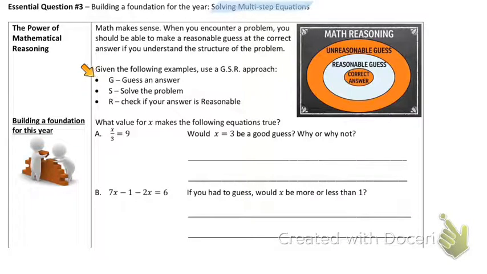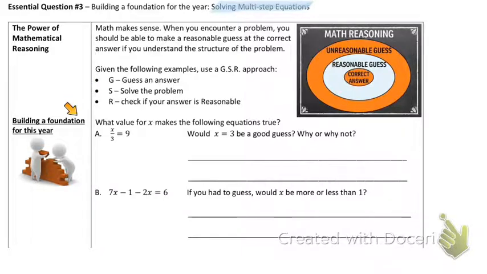We have these little bullets here. We call it GSR. You want to guess an answer, an idea of what type of answer you would have. Then you solve the problem using the mathematical method, in this case solving equations. Then you make sure that the answer you got is reasonable. If it's not reasonable, go back and double check if you did something incorrect mathematically, and then go from there.